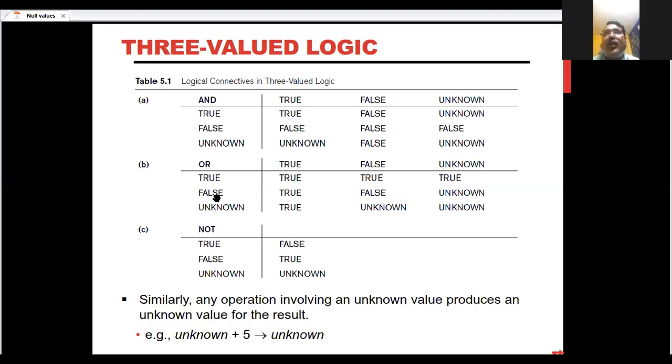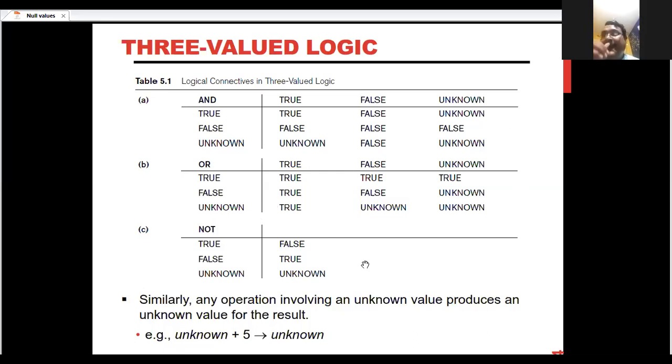If I go for the OR operation, I can get the same thing. True with true is true. True with false is true. True with unknown is true, because either case may be possible, so you have to consider it. False with true is true. False with false is false, because both are zero, obviously it will be zero. False with unknown is unknown. Similarly, unknown with true is true. Unknown with false is unknown. Unknown with unknown is unknown.